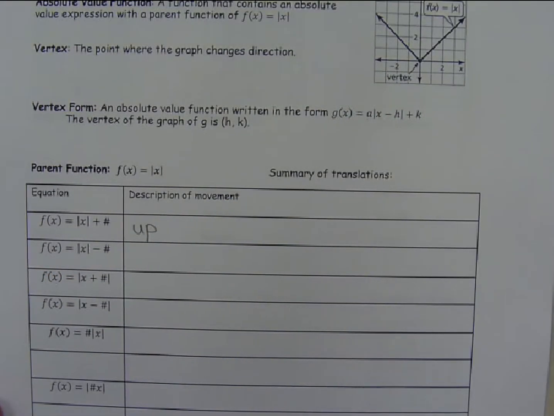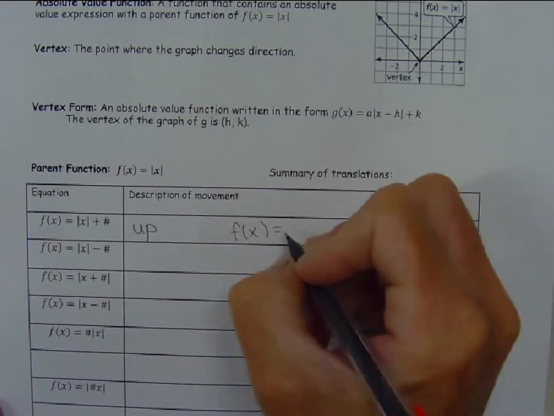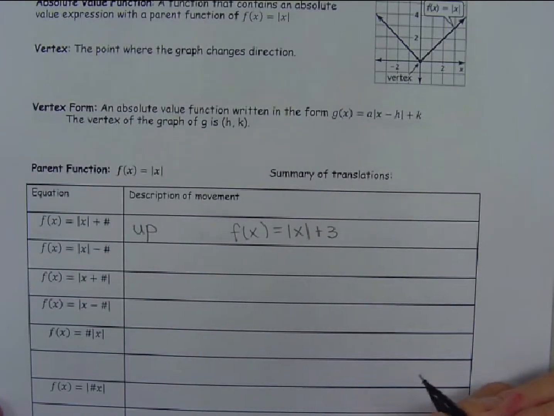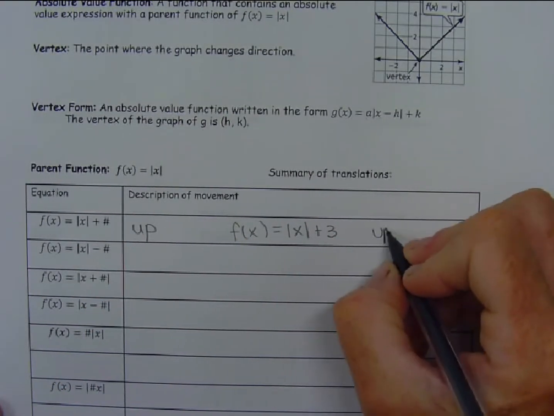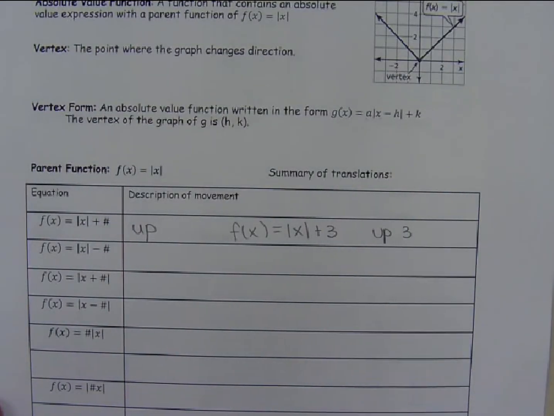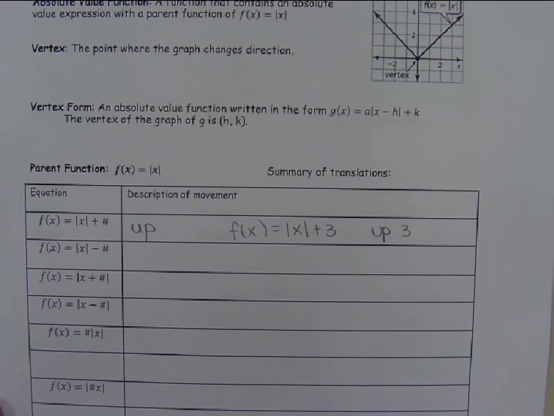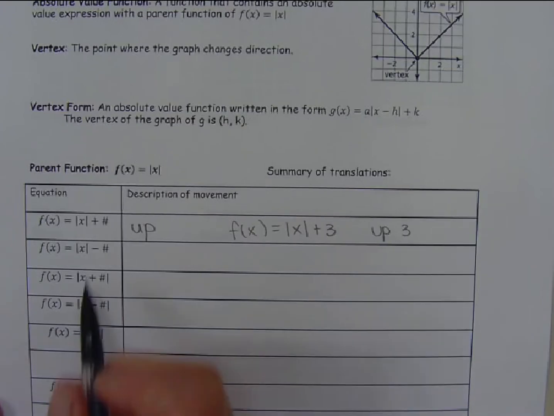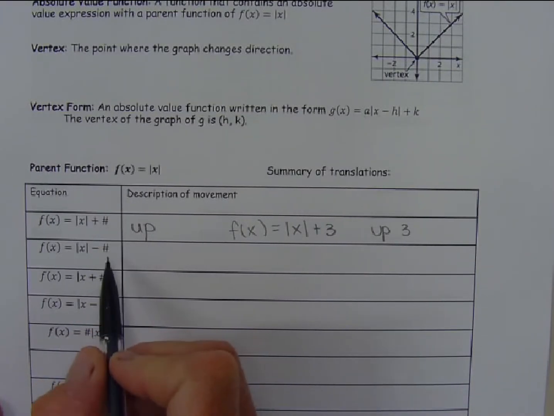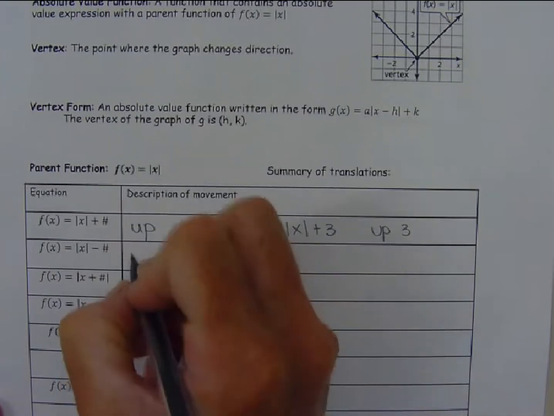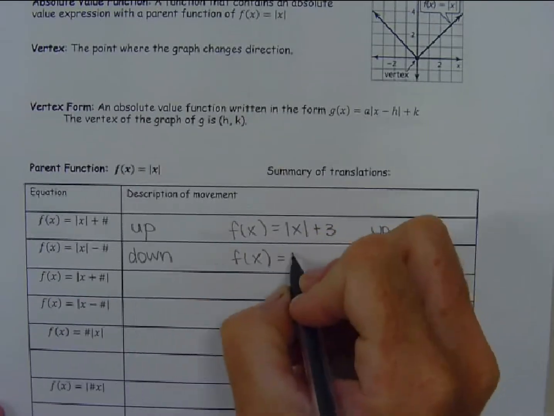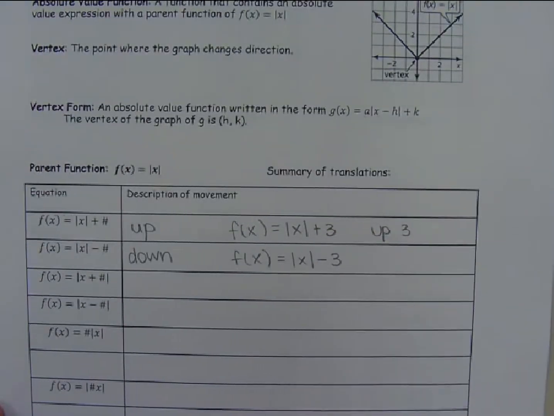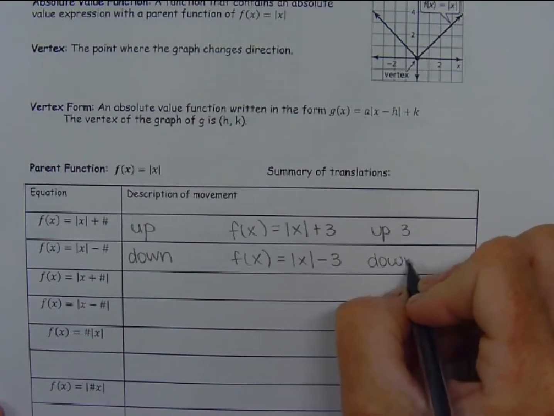So an example of that would be if I had f of x equals absolute value of x plus 3, the way that would be translated is it would move the absolute value of x up 3. And sometimes they will call that a vertical translation up 3. So the vertical translation just means it moves up or down. So if the plus number out back moves it up, you can probably guess what the minus number out back does, and that moves it down. So if I had f of x equals absolute value of x minus 3, that would actually move the absolute value function down 3.